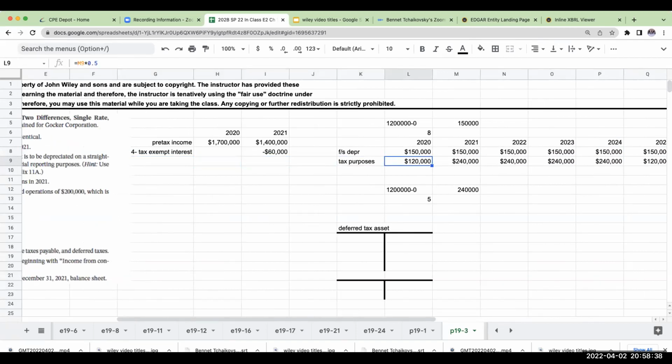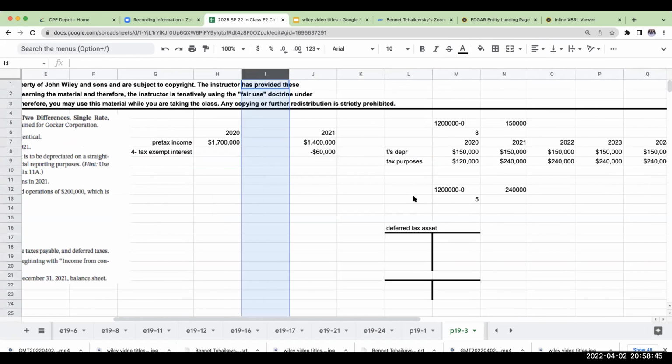The reason why I did this is that when we look at 2020, and if I isolate 2020 right over here, I'm taking more depreciation for financial statement purposes than for tax purposes. So I have a temporary difference of depreciation expense for 2020, and I'm going to do an add back of 30,000, right?